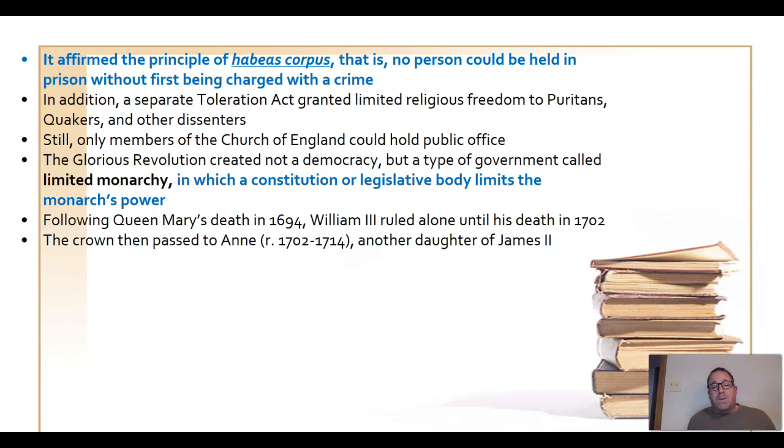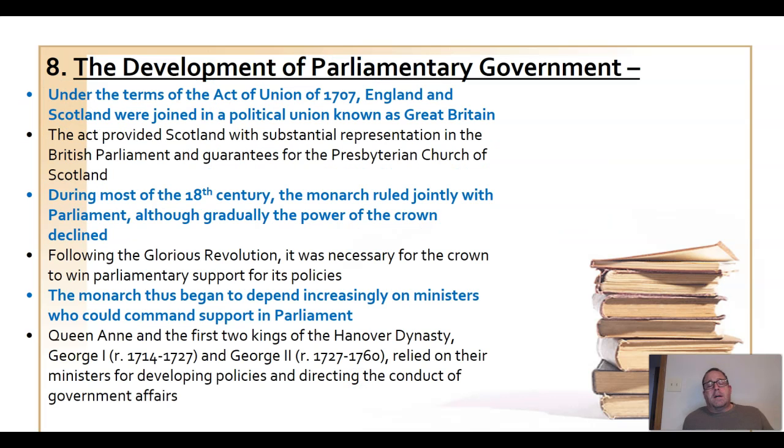So what we're left with at the end of the Glorious Revolution is something known as limited monarchy. All right, and so that's where you still have a monarchy, but they have to rule along with Parliament and abide by a written constitution. Okay, so that pretty much brings everything to a close, with the exception of one thing.